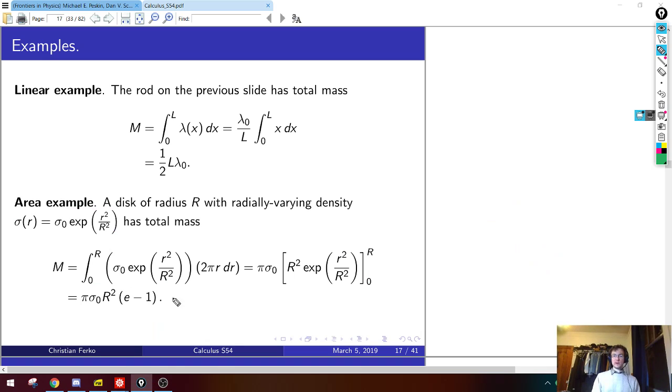So, okay, cute example, but it's just integrating over a disk by chopping it into circles. Okay, questions on density integrals?